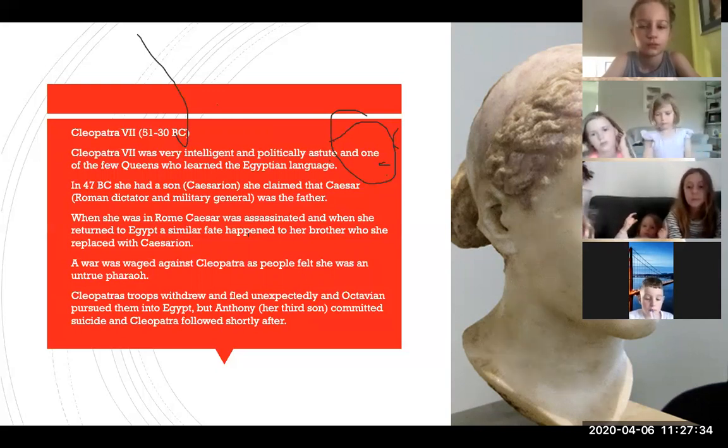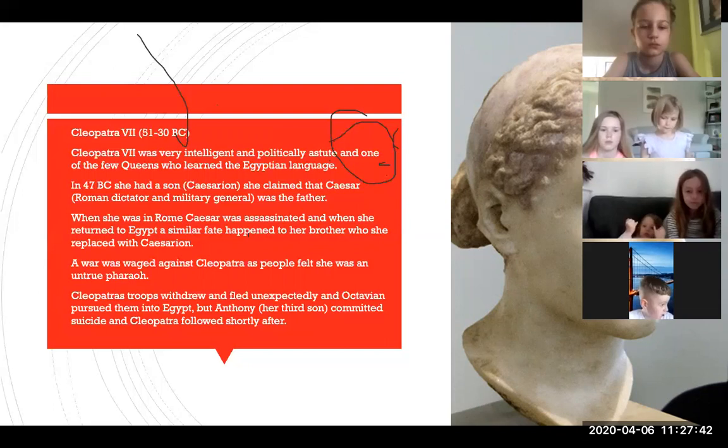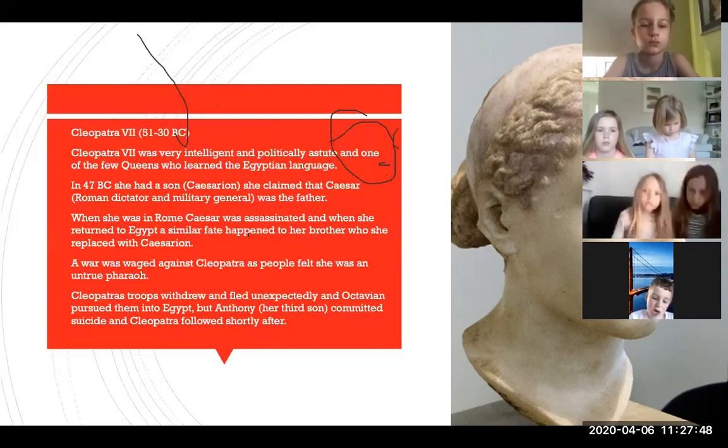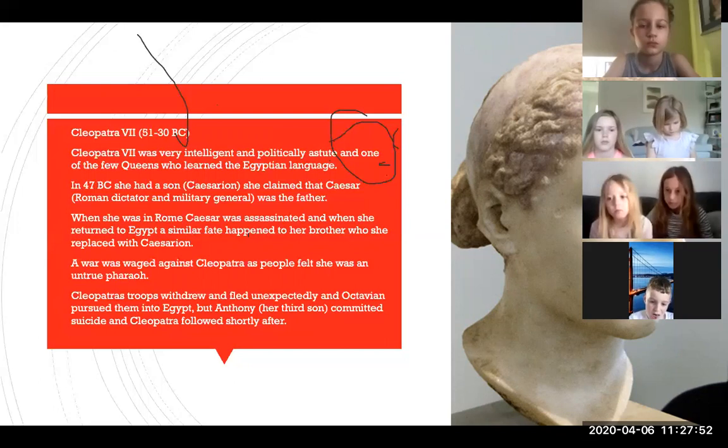She had a son, who she claimed was the son of the Roman military general Caesar. He was another really important person in the Roman Empire. So she went to Rome to visit Caesar to inform him, but unfortunately he was assassinated when she got there. And on her way back to Egypt, her brother Caesarion was also assassinated.